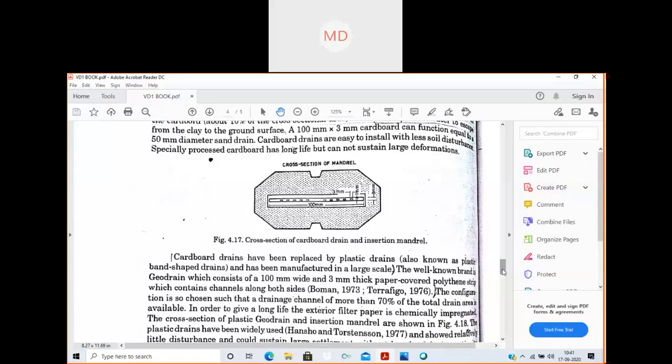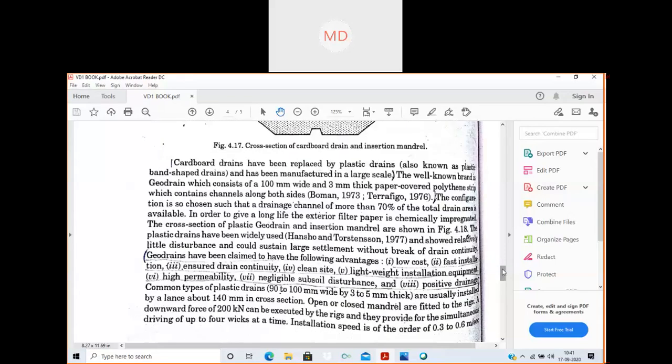In all the places for vertical drains nowadays geomembranes are used. And for your knowledge, it is also written here that sand drains were first used in India. India was the first to use the sand drain.